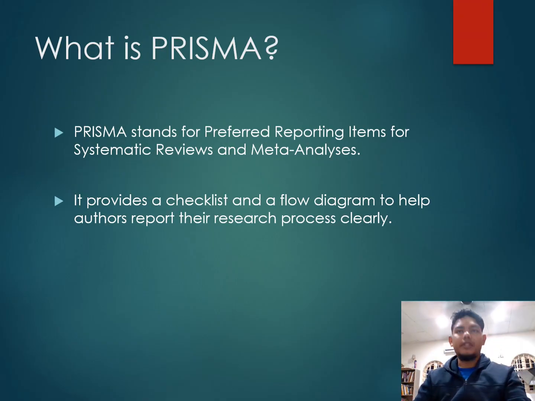So, what is Prisma? Prisma is short for Preferred Reporting Items for Systematic Reviews and Meta-Analysis. Wow, it's a very long title. So, it provides a checklist and a flow diagram to help authors report their research process clearly.